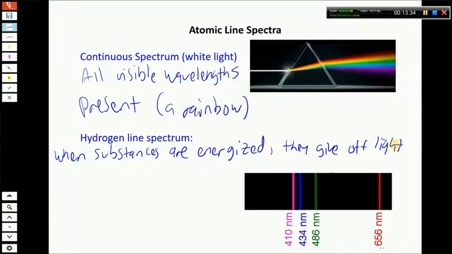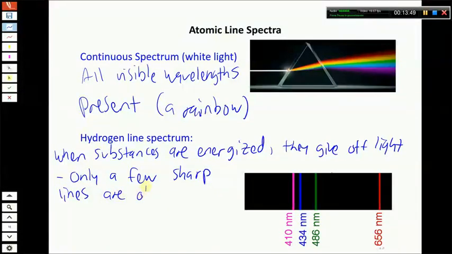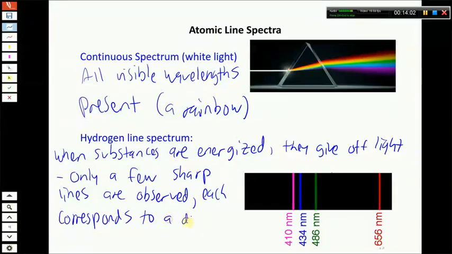Not terribly surprising, but what was weird about this was that they only see a few sharp lines, or only a few select wavelengths. They don't see continuous radiation. They don't see a rainbow. They just see a few sharp lines. And so each of these lines corresponds to a discrete wavelength. And it doesn't matter how you energize the sample or where you study it, you get the same wavelengths every time. So it's characteristic of that element or substance that you're studying.